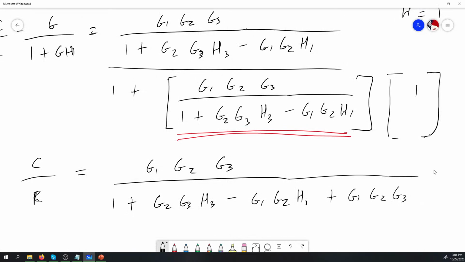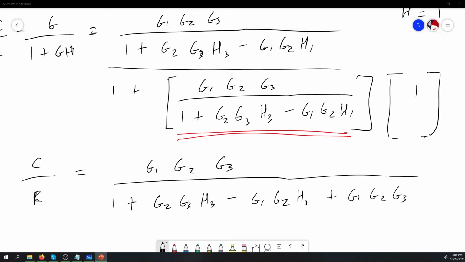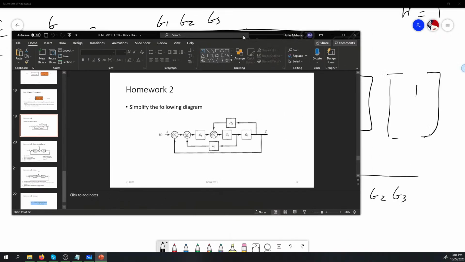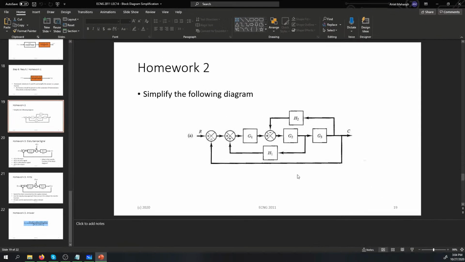So as we saw in doing this block diagram simplification, let's go back to the homework problem that was given to you guys in lecture 14. The idea was basically to get rid of each one of these summation junctions, and the only way to get rid of each one of these summation junctions here is to incorporate feedback systems and reduce the feedback systems to get rid of those and the associated blocks.